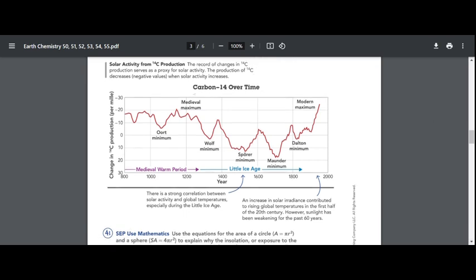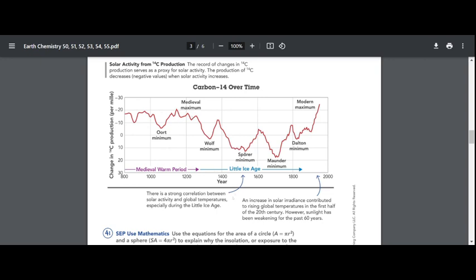All right, so over here we're looking at carbon-14 over time. You have the change in carbon-14 production on the y-axis, and the years on the x-axis. This area right here represents the medieval warm period, and this area right here represents the Little Ice Age. You have the modern maximum here, the Dalton minimum, the Maunder minimum, the Spörer minimum, the Wolf minimum, the medieval maximum, and the Oort minimum right here.